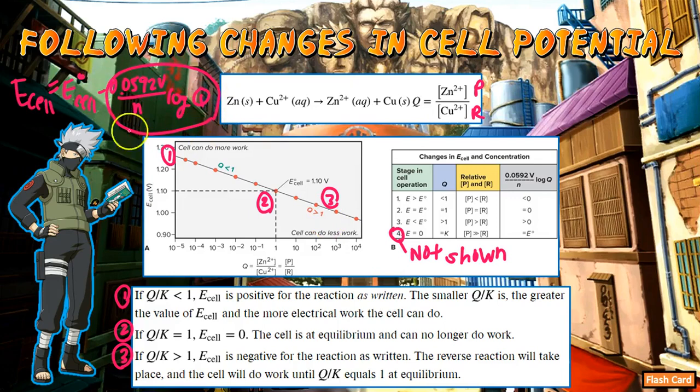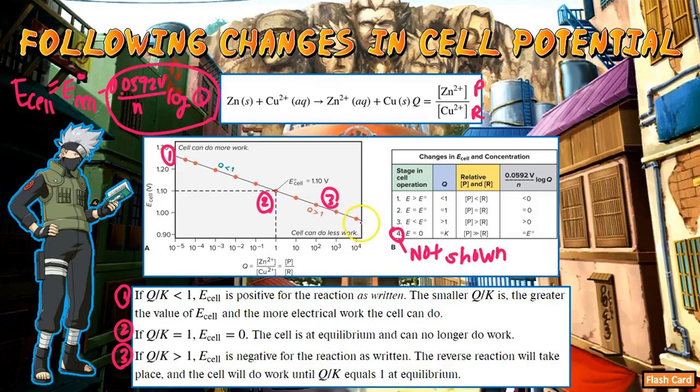If this entire value is going to be greater than 0, then guess what? Now our non-standard E of the cell is going to be less than our standard E of the cell because you are now subtracting this value away. All right, folks? Another way of saying it is that the non-standard E of the cell is negative for the reaction as written, and therefore the reverse reaction will take place, and the cell will do work until Q/K is equal to 1 at equilibrium.